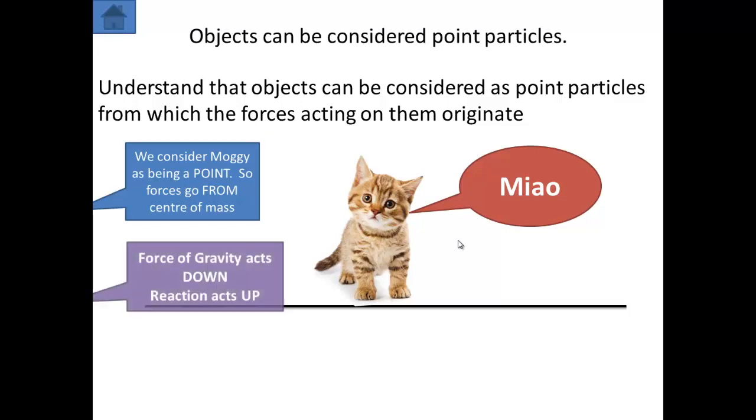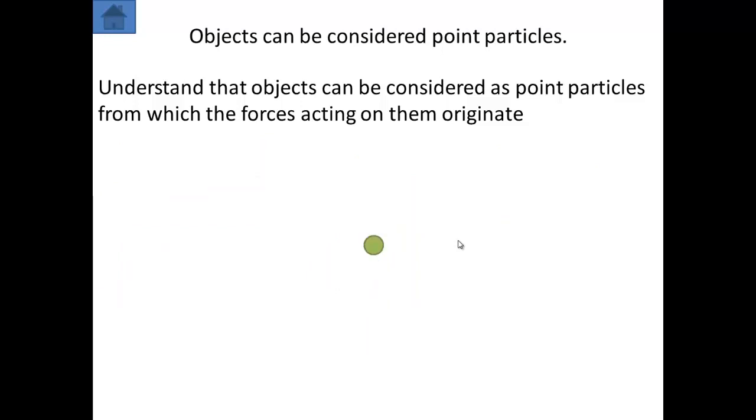of mass. So what are the forces acting here? We have the force of gravity acting down and the reaction from the surface acting up. There's the force of gravity acting down and there's the reaction acting up. We go from the centre of Moggy. So we can consider Moggy as being a point. So here we have, this is Moggy.